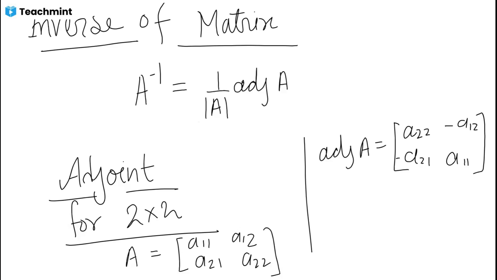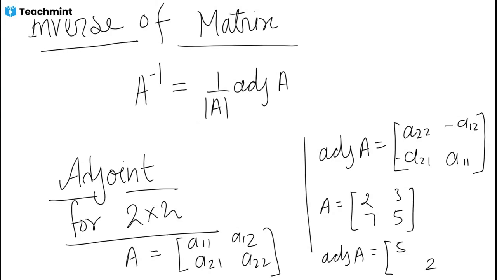Got it? So we need to just change. For example, if we have a matrix having 2, 3, 7, 5, then adjoint of A can be expressed as, just interchange these elements and take the opposite sign of these. Got it? Yes, ma'am. But why is 3 by 3 different? 3 by 3 is completely different from this.